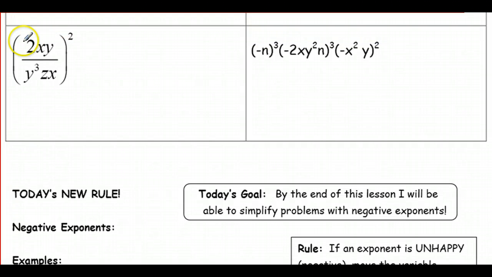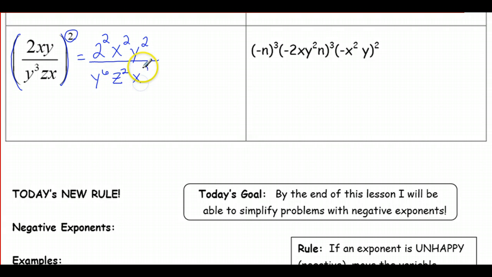Alright, here we're taking an entire fraction and raising it to the power of 2. When we do that, we have to distribute this 2 to everything in our numerator and our denominator. So we're going to get 2 squared, x squared, y squared. That's our numerator. But now I have to take the 2 and also distribute it to the denominator. So we get y to the 6th, z squared, x squared.